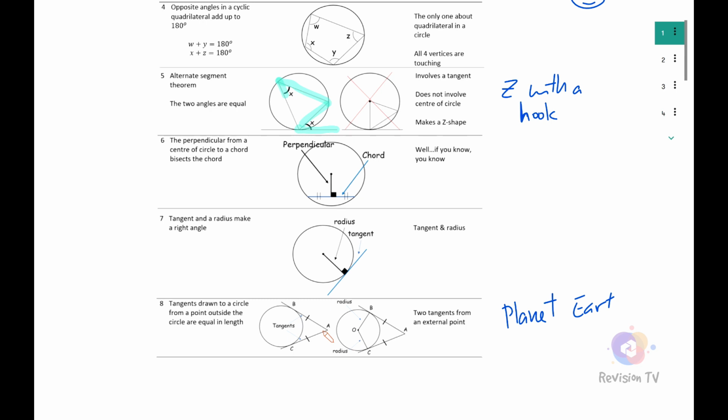Anyway, right. So what it means is that point A to B, if AB is a tangent and AC is also a tangent, then AB will be the same length as AC. So two tangents from an external point makes two lines the same. Just note these two lines are radii, sorry, plural form, English, my bad.